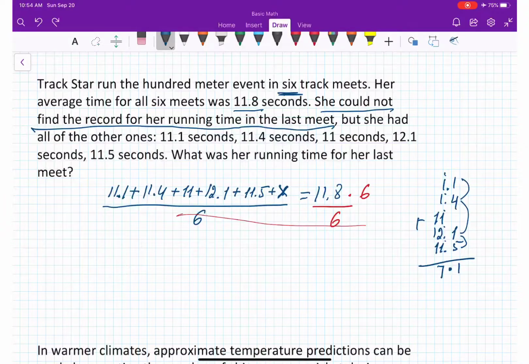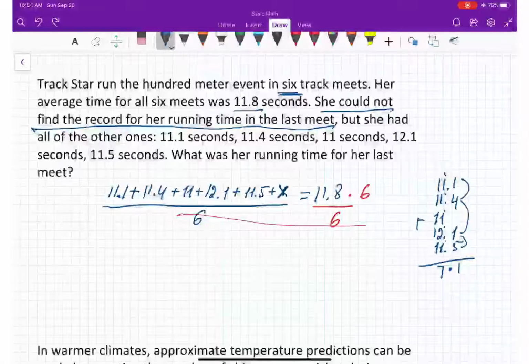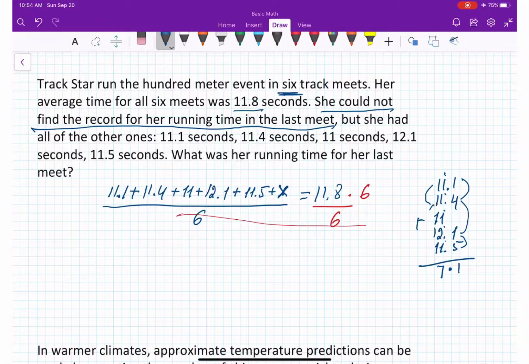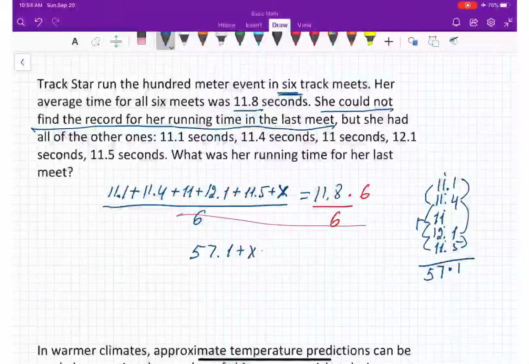What did I just do? Okay. So 1 plus 1 is 2, 2 plus 1 is 3, 3 plus 1 is 4, 4 plus 1 is 5. Okay, so we get 57.1 plus X is equal.